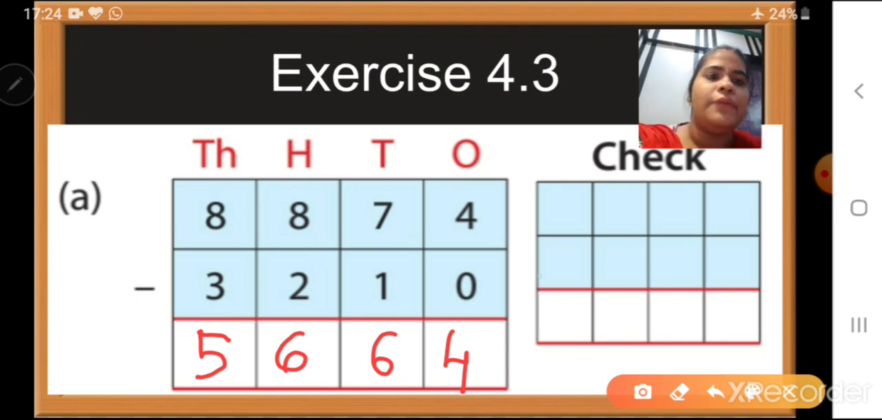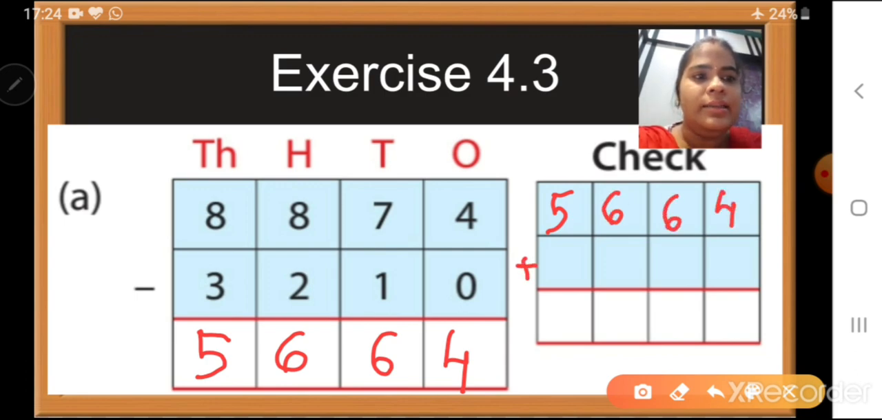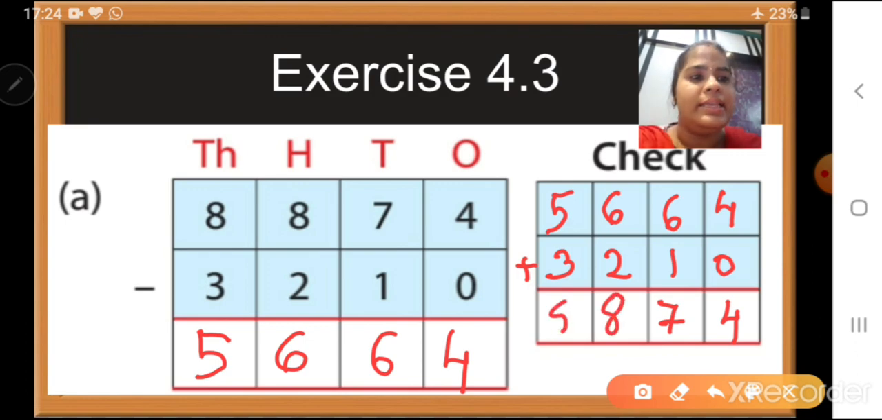Now we have to check. For checking, we have to write the difference and the subtrahend. So first we will write here 5664. Put plus sign. Write 3210. Then we are going to add. 4 plus 0 is 4. 6 plus 1 is 7. 6 plus 2 is 8. 5 plus 3 is 8.